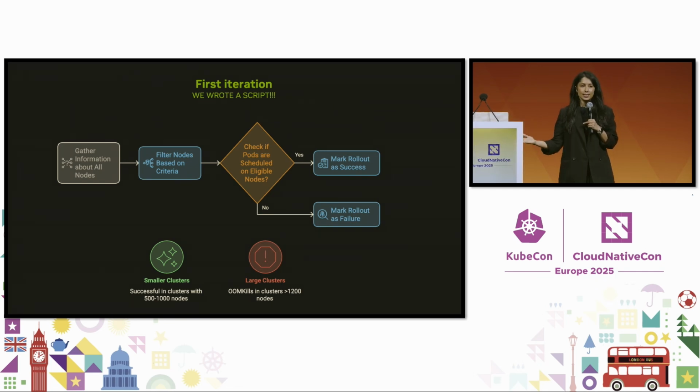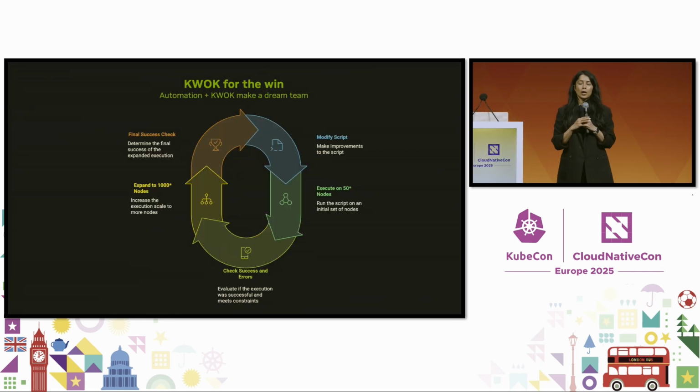We started rolling this out across the fleet. Now, this worked well on some of our initial clusters, but as we started hitting our larger production environments, we started running into out-of-memory issues. So we realized we hadn't built this for scale. So how can we go about making improvements to our script, but be able to test it for scale without having to hit our large production environments? This is where KWOK came into the picture and really helped us.